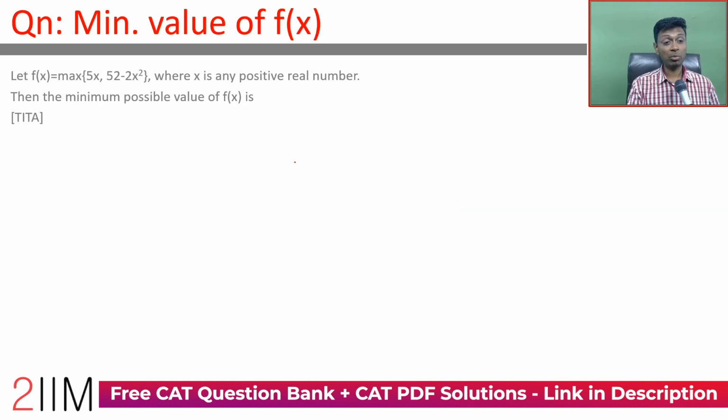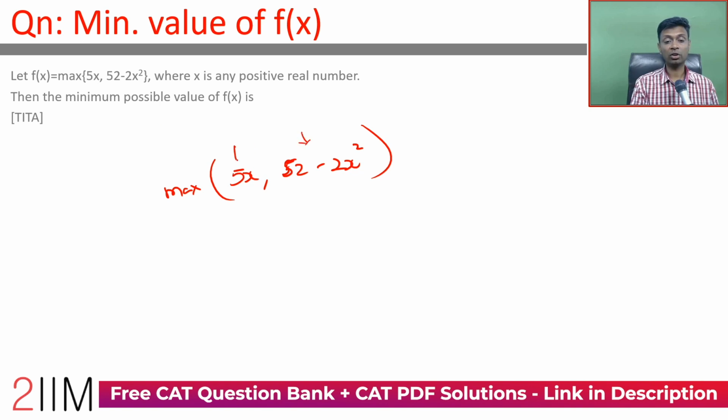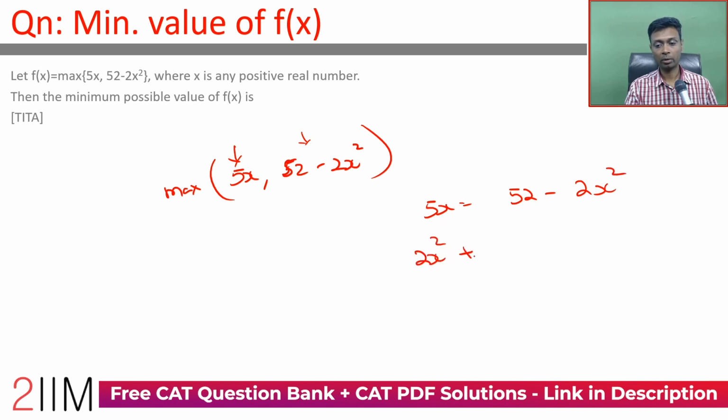f of x is the maximum of 5x and 52 minus 2x square. Maximum of this. So this is a curve, this is a curve, and f is the maximum of these. The minimum possible will be where the two curves intersect. Or 5x equals 52 minus 2x square. 2x square plus 5x minus 52 equals 0. This is what we get.